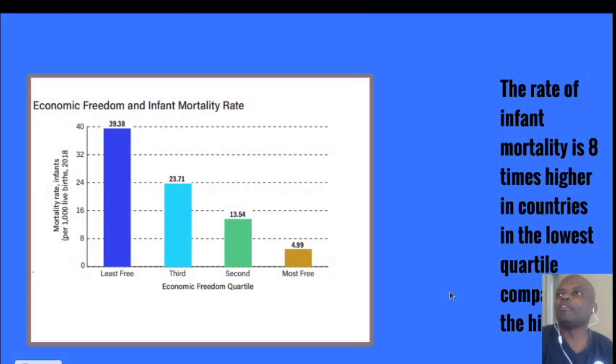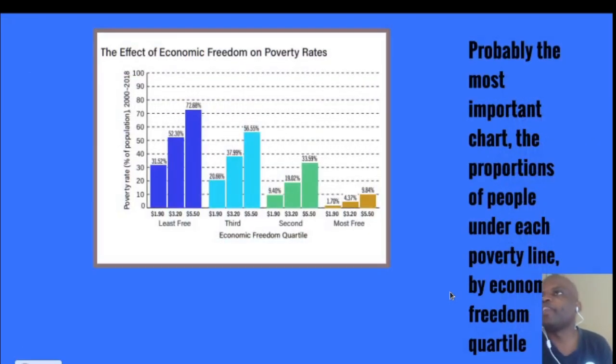Similar story with economic freedom and improvement of mortality rates. The freest countries have the lowest mortality rates. The difference is 4.99 per 1,000 live births, compared to 39.38 per 1,000 live births in 2018. So it tells you a story on its own as well.